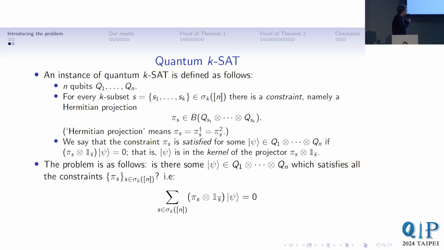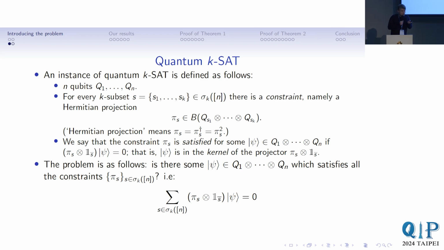And the problem is as follows. For every k element subset of the qubits, you have one of these constraints, and you want to know whether there's some state of all the n qubits which satisfies all the constraints together. So you can write this as: you take the sum of all these projectors, the projector acting on the subset, for every k element subset, and you want the state to be in the kernel of this sum.